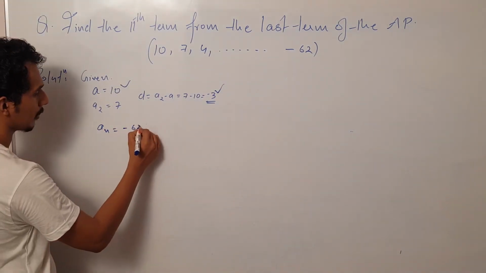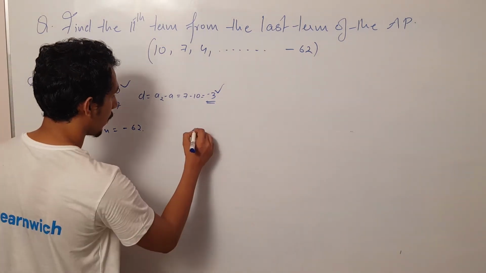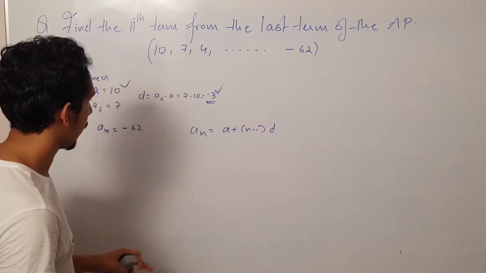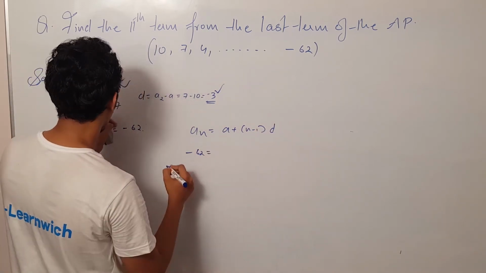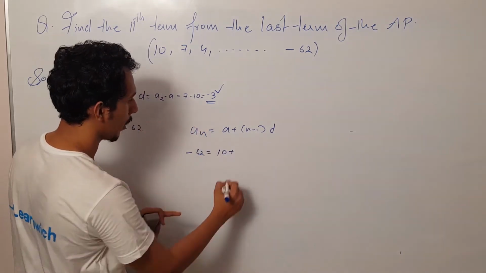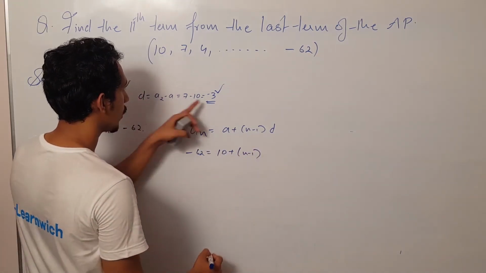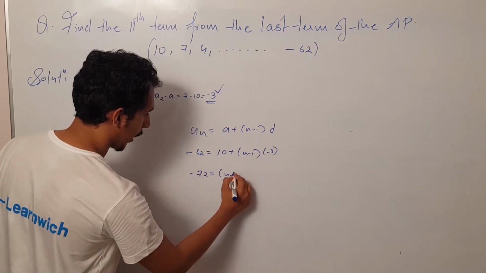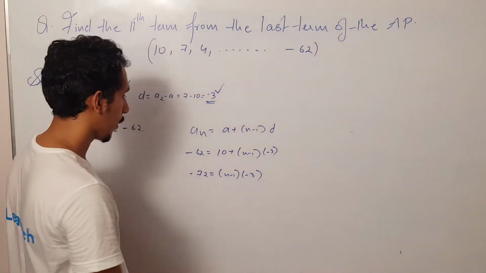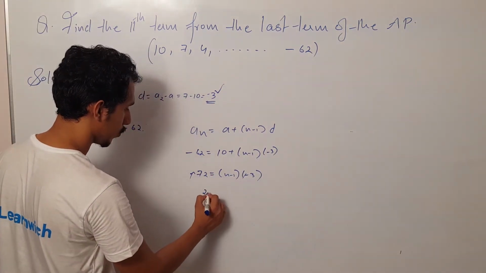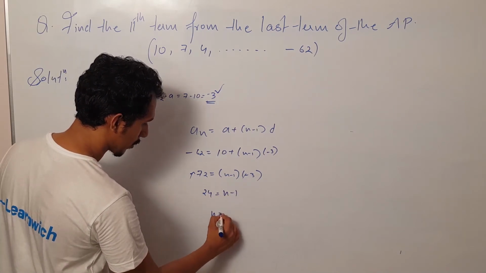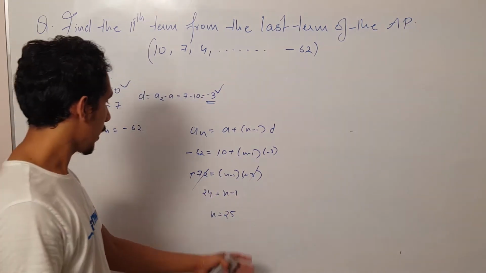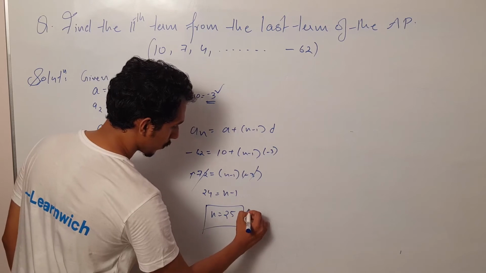An is minus 62. So according to the formula, you have an is equal to a plus n minus 1d. What is an? Minus 62 is equal to, what is a? 10 plus n minus 1. I don't know what n minus 1 is, but I know what d is. It is minus 3. So this will be minus 72 is equal to n minus 1 into minus 3. Minus minus cancels, so 3, 2, 4, n minus 1, so n is 25. When you cancel 72 and 3, you get the answer is 24. So n is 25. So there are a total of 25 terms.